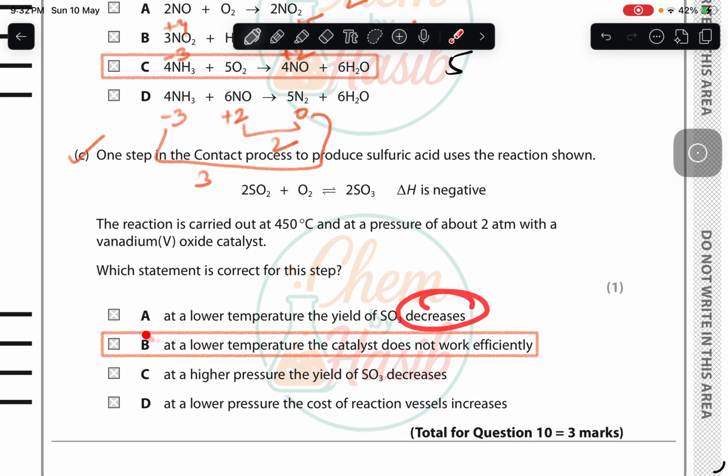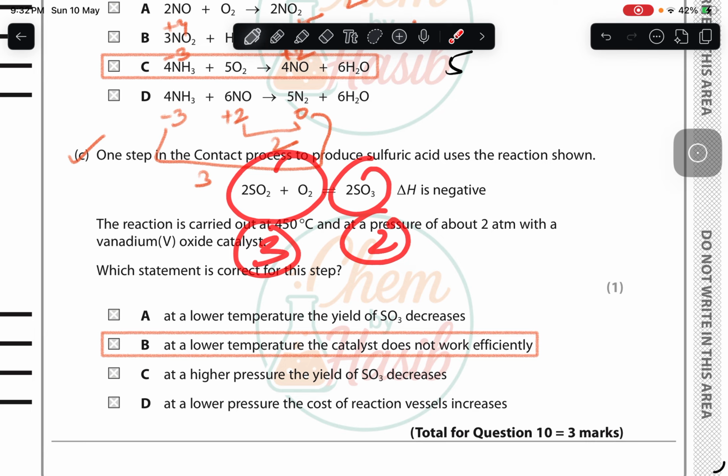So that's wrong. At higher pressure, yield of SO3 decreases. No, at higher pressure, yield of SO3 would increase. Because on the left hand side, you have 3 moles of gases. On the right hand side, you have 2 moles of gases. An increase in pressure will shift the position of equilibrium to the right, increasing the yield of sulfur trioxide. So that is a wrong statement. At lower pressure, cost of reaction vessel increases. How? At lower pressure, the cost of reaction vessel would decrease. The cost would be less, because you need thicker reaction vessels to maintain higher pressure. So that is a wrong statement.